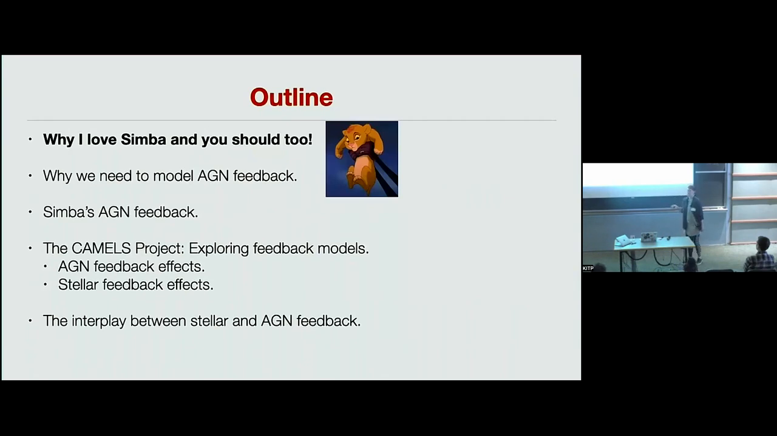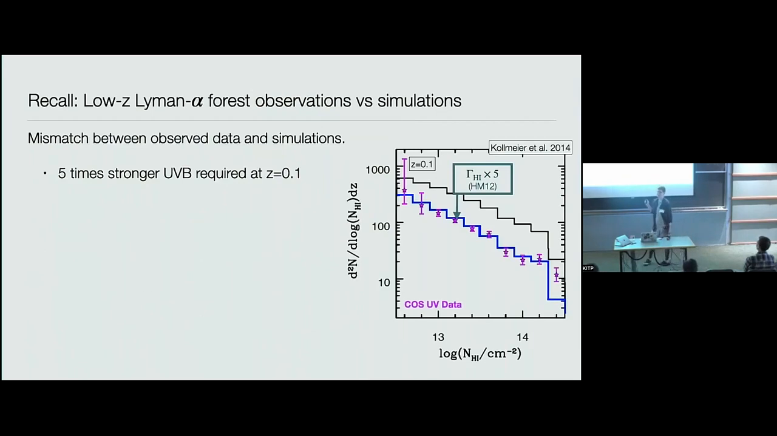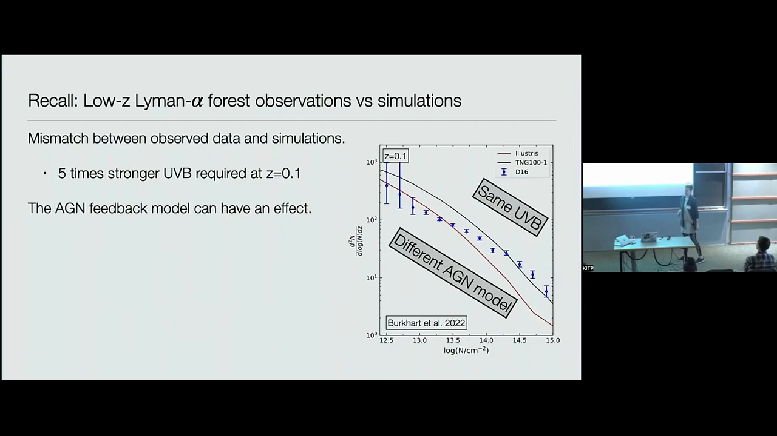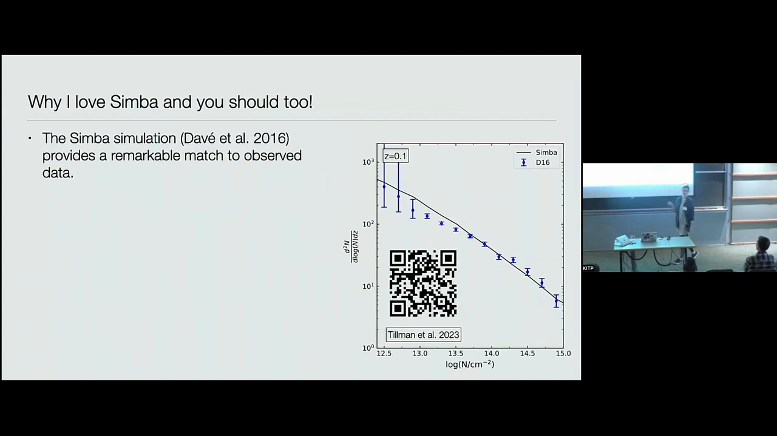So why do I love Simba? It's not just because it's a very cute baby lion. So if we recall from a very distant few minutes ago in Blakesley's talk, we have the photon underproduction crisis, where we need additional heating in simulations to actually match the low redshift Lyman alpha forest observed data. And we have the fact that AGN feedback models will affect the forest based on how they're implemented. So let me raise you one: Simba's column density distribution function. That looks incredible compared to all these other column density distribution functions we're seeing from these hydrodynamic cosmological simulations.